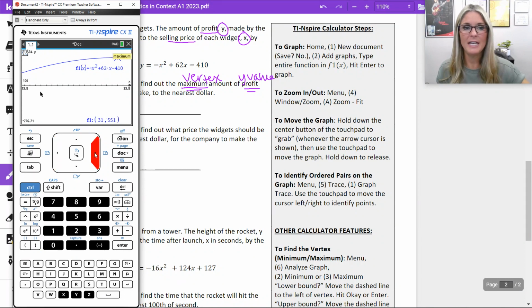Did you see it highlight the maximum there? Let me backtrack a little bit. It's going to show you a yellow box for maximum. It doesn't say vertex, it says maximum. And that is my vertex point because it is the highest place.